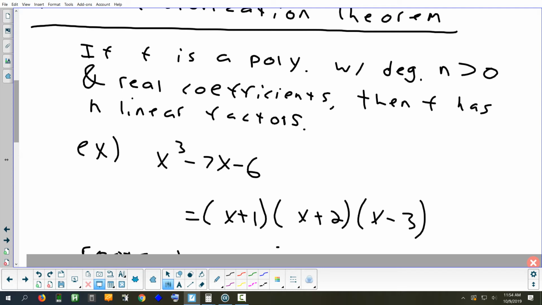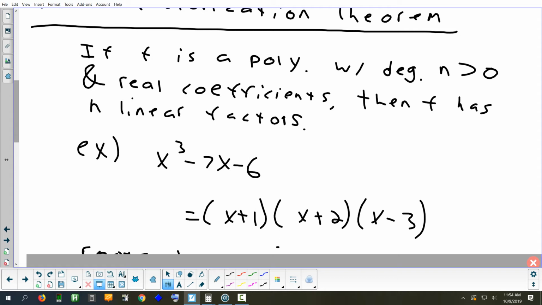Okay. So this is a degree 5. And it does have 5 real answers. There's just some repeats. That's all. Any questions on that? That something will factor into as many sets of parentheses as the highest exponent. Okay.